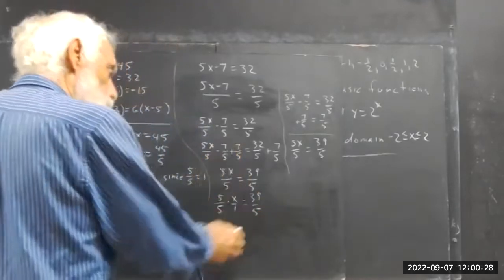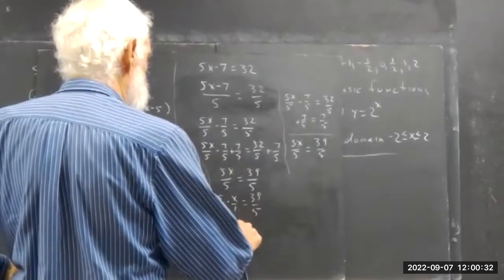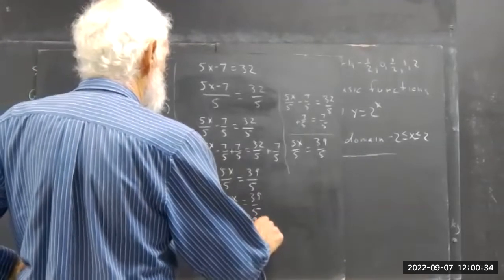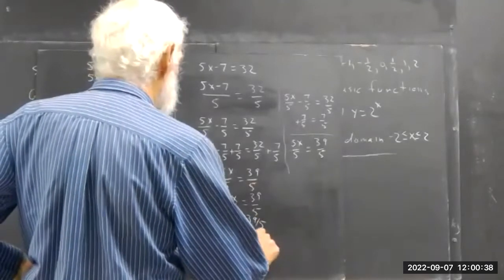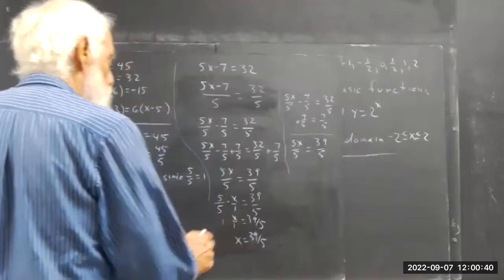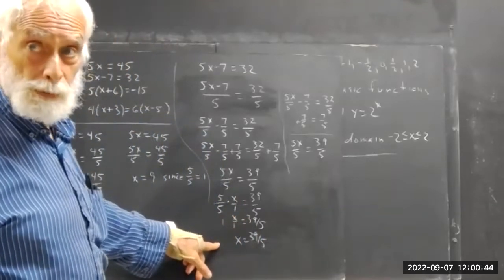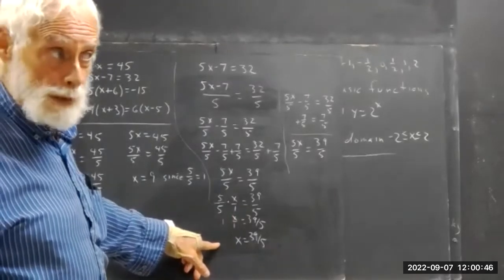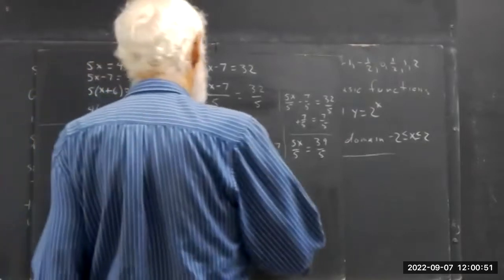You're writing it out completely, you write this out, and then you'd have 1 times x over 1 equals 39 over 5, so x equals 39 over 5. Usually you won't need to write it out this way, but kind of in your head, think this. And again, if I ask you to write it out, be able to. Okay.